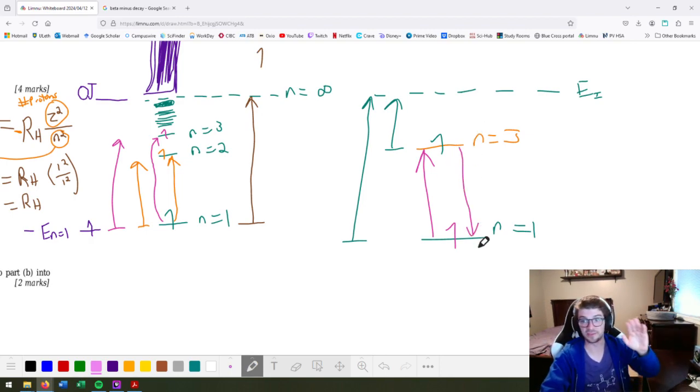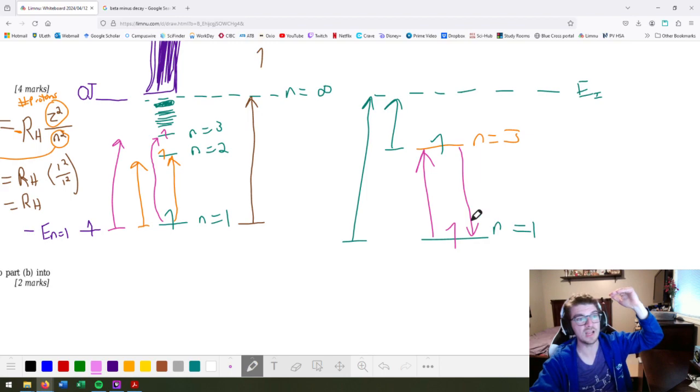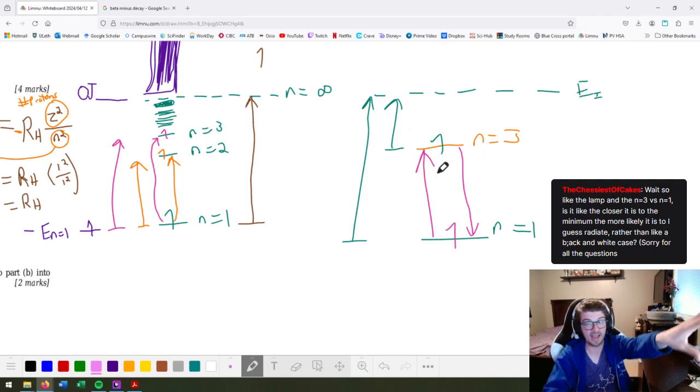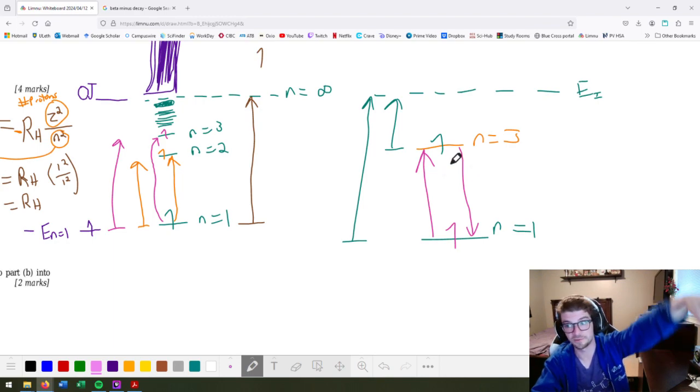And when this happens, the reverse will also happen. You will relax from the n equals 3 energy level down to the ground state again, and this is extremely fast. So at any given time, while this sample is being bombarded, it's a very small proportion of atoms that will have an electron in this n equals 3 energy level. So you wouldn't get a whole lot of ionization from the n equals 3 energy level to the ionization energy.